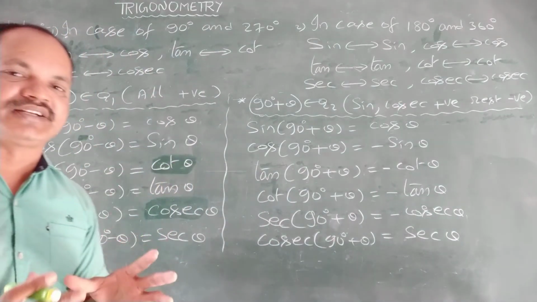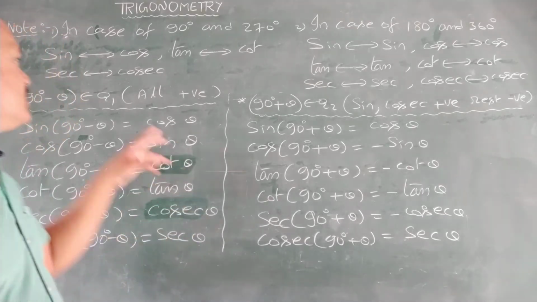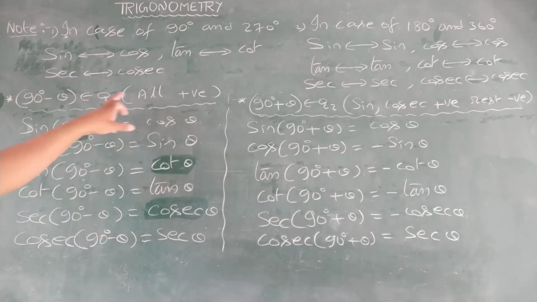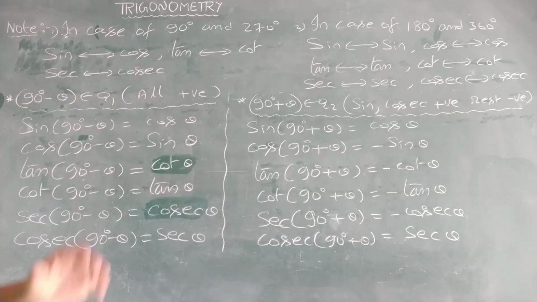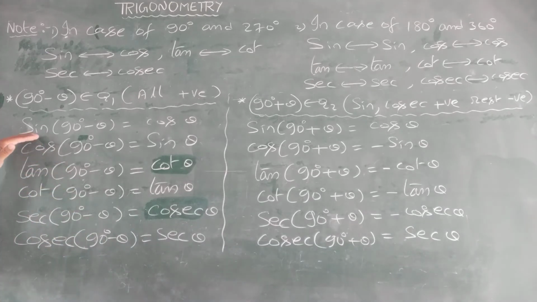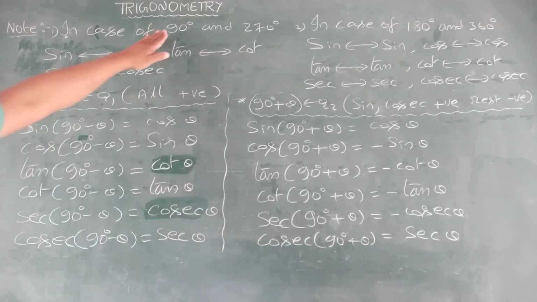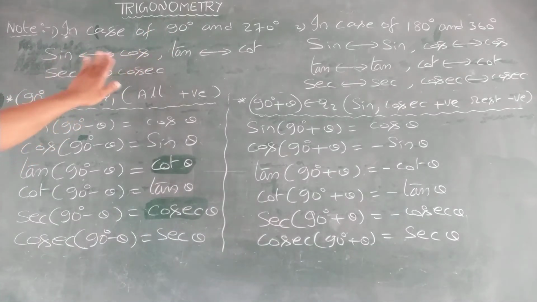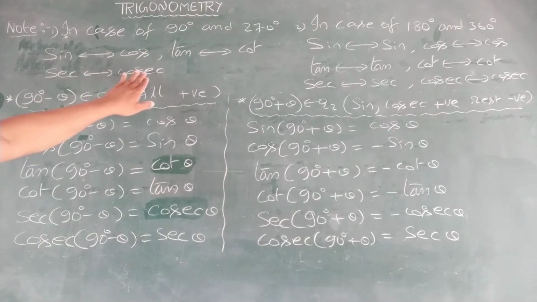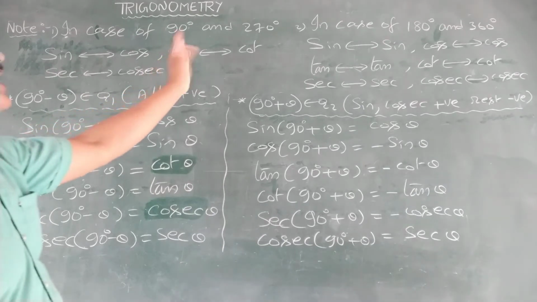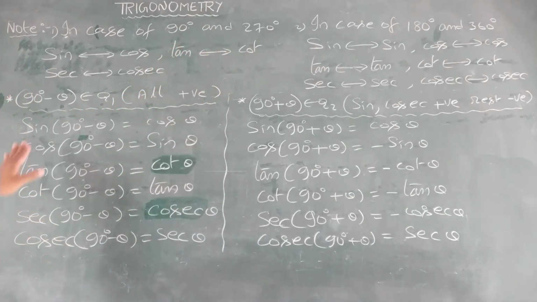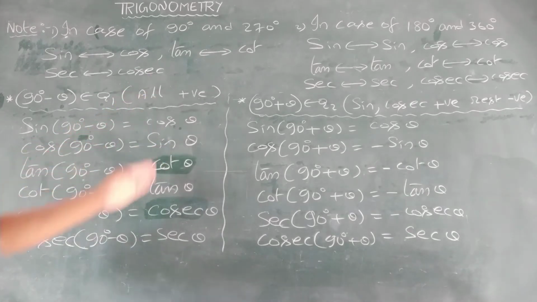Actually, 90 minus theta is in the first quadrant. 90 minus theta belongs to Q1. In Q1 all functions are positive. That's why, in case of 90, sine gives cos, cos gives sine, secant gives cosecant, cosecant gives secant, tan gives cot, cot gives tan. So sine gives cos theta, cos gives sine theta, and these are all positive since in the first quadrant all are positive.